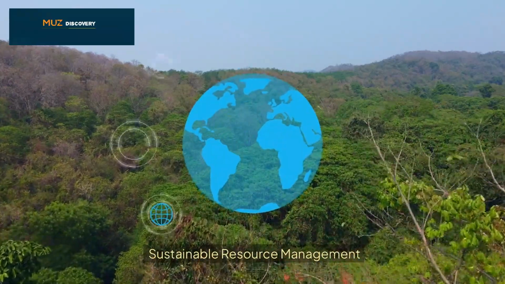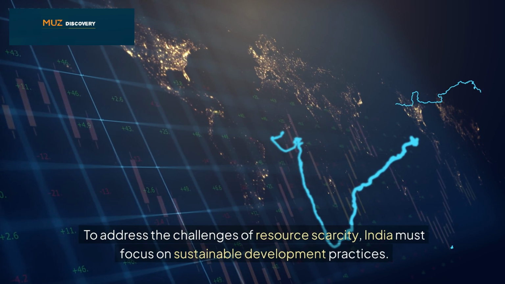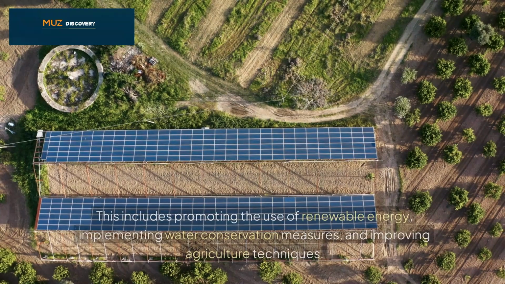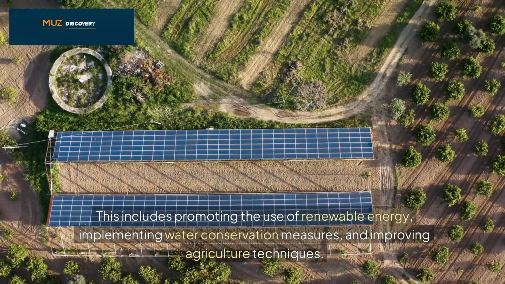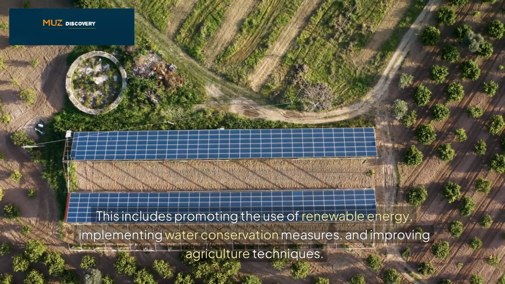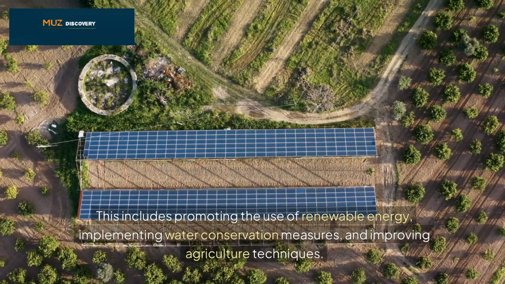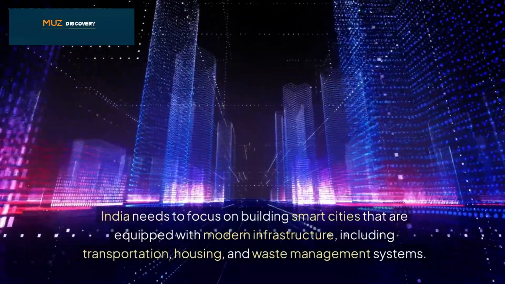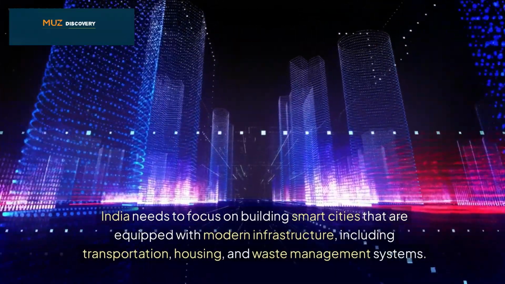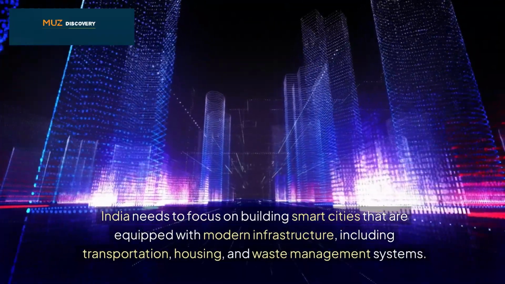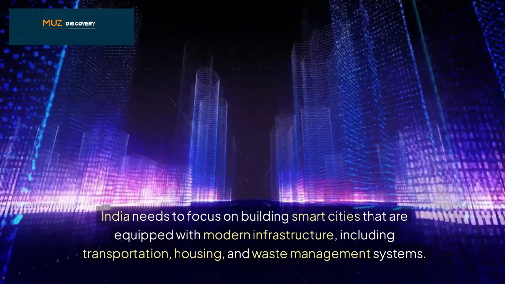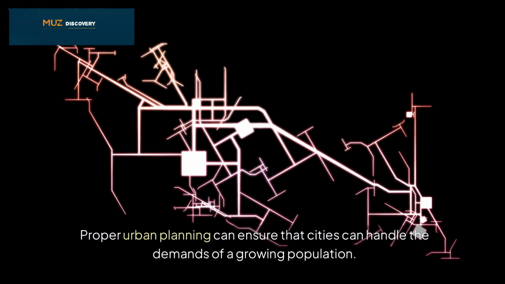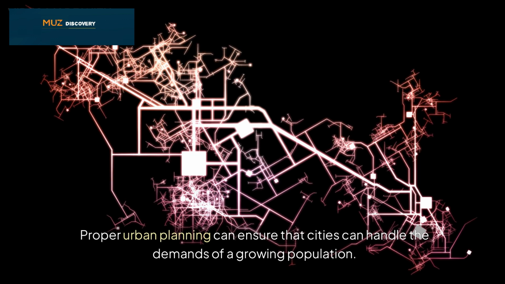Sustainable resource management. To address the challenges of resource scarcity, India must focus on sustainable development practices. This includes promoting the use of renewable energy, implementing water conservation measures, and improving agriculture techniques. Urban planning and infrastructure development. India needs to focus on building smart cities that are equipped with modern infrastructure, including transportation, housing, and waste management systems. Proper urban planning can ensure that cities can handle the demands of a growing population.